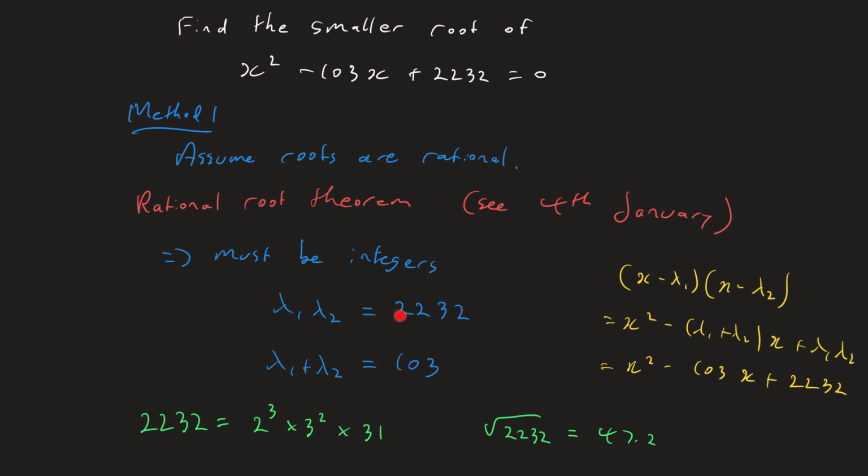So by a bit of trial and error, we found the solution. The smaller root is 31, the larger root is 72.